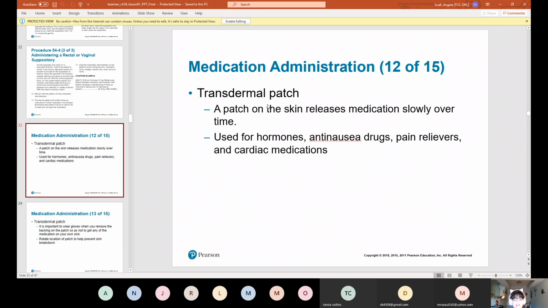My dad was on a transdermal blood pressure medication, and he just put it on the side of his hip, and he didn't even have to worry about taking a blood pressure pill or anything like that. It worked out really well. And I've seen a lot of women who are menopausal who have hormonal patches and so forth. So this is not an uncommon thing nowadays.